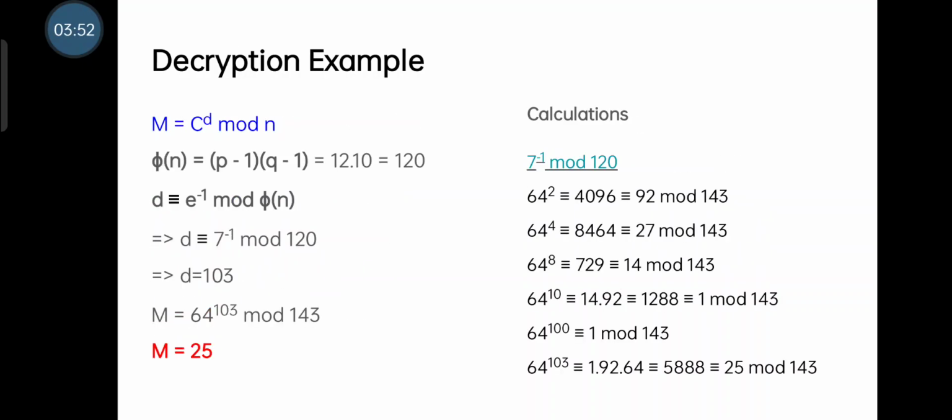For the decryption process, c power d mod n. Phi of n is equal to p minus 1 into q minus 1, which is 120. Then we try to find the d value, the inverse of e mod phi of n: 7 inverse mod 120 is equal to 103. And 64 power 103 mod 143 is equal to 25. Here they have shown how they are finding out the 64 power 103.